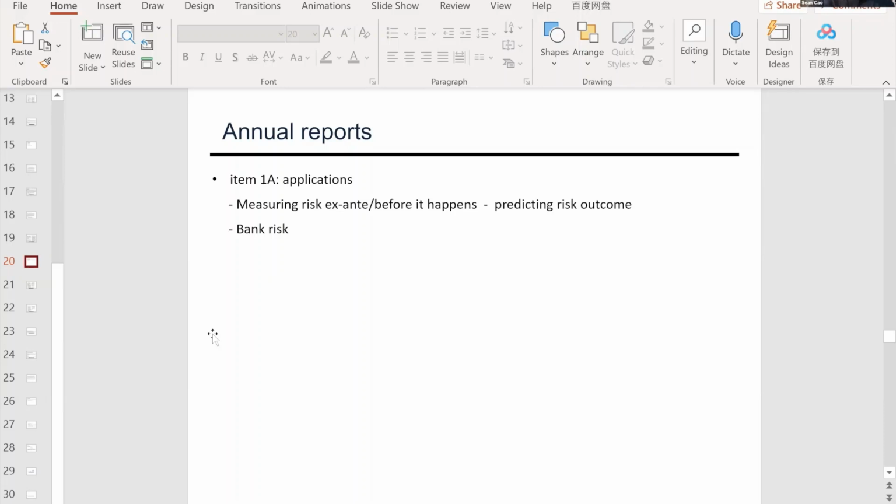Another important application is bank risk. What do you mean by bank risk? Banks also disclose their risk, right? Banks disclose, I have a cash flow risk, I have a real estate risk, I have loans that cannot be paid, and so on. So why do we want to focus on banks? The bank is very important in our economy. If the bank goes down, everybody goes down.